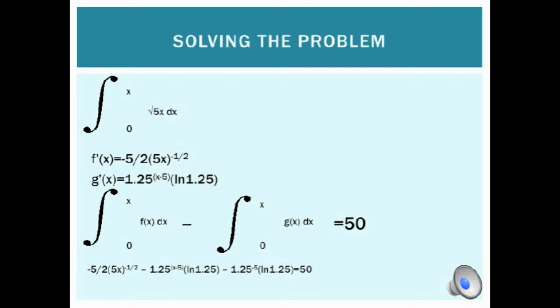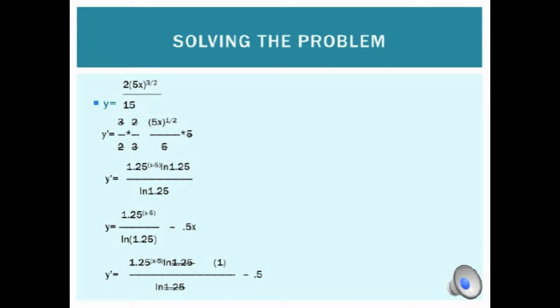Negative 5 halves times 5x to the 1/2 power minus 1.25 to the (x minus 5) power times natural log of 1.25 minus 1.25 to the negative 5th power times natural log of 1.25 equals 50.